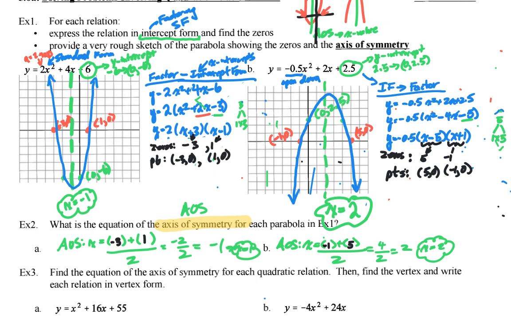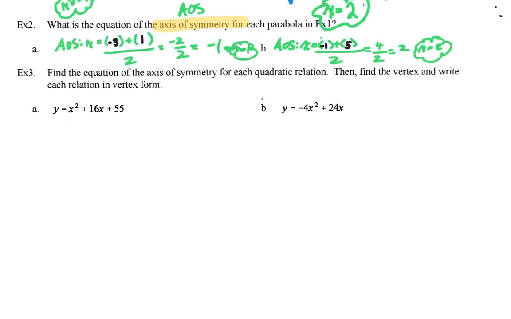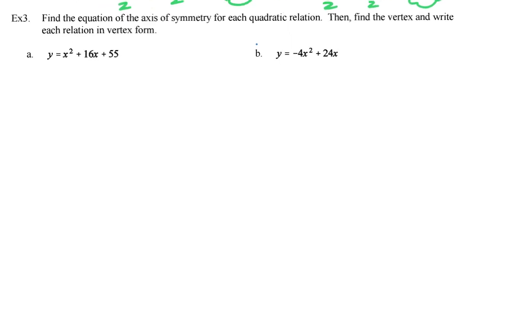So now, our next problem set, question number 3, requires us to find the equation of the axis of symmetry for each relation, and then we're going to find the vertex, and then we're going to find the vertex form based on that. So basically what we need is the axis of symmetry, and that really means we need the intercept form, which means we need to factor first. So let's do that for this first problem here. y equals x squared plus 16x plus 55.